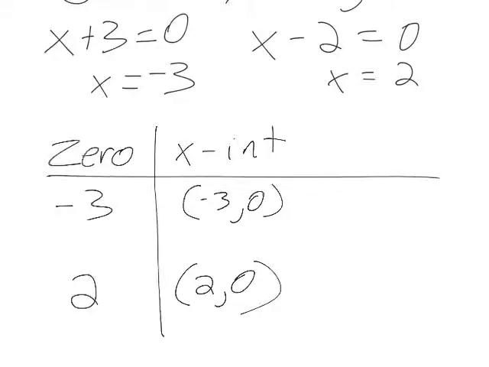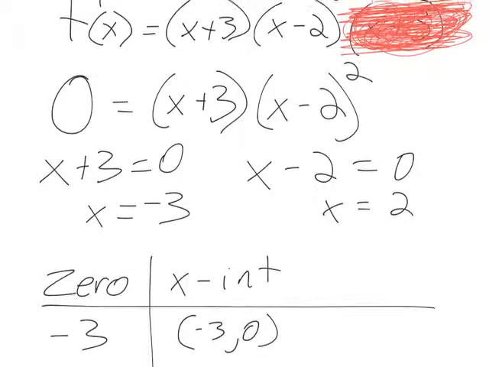Now we did see that that particular one came from a binomial that was squared. We're going to talk about what that square has to do with the graph in probably the next video. Let's take a look at another one.